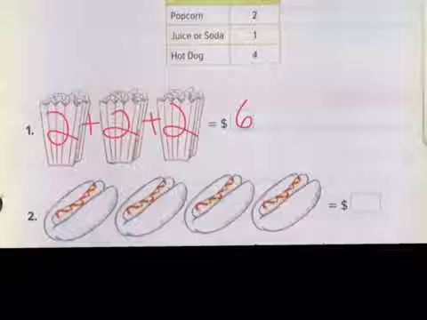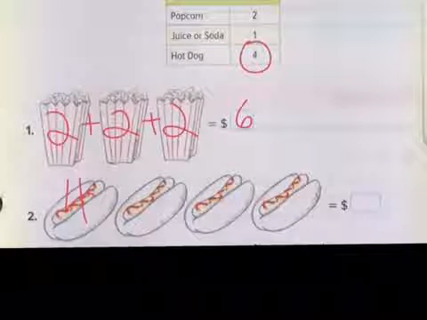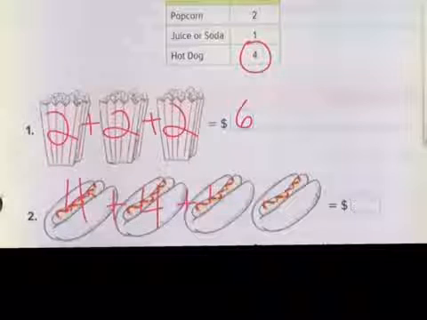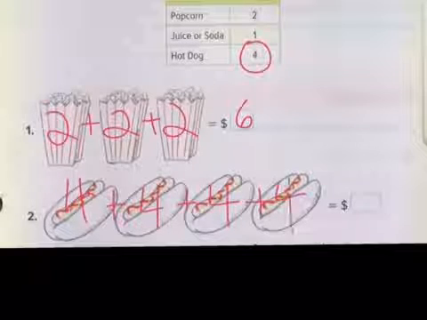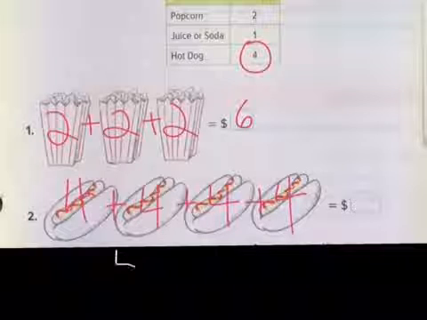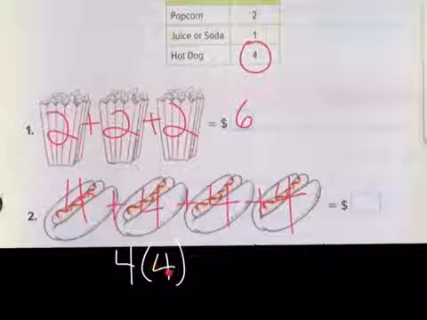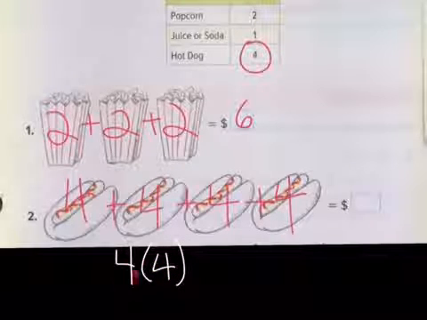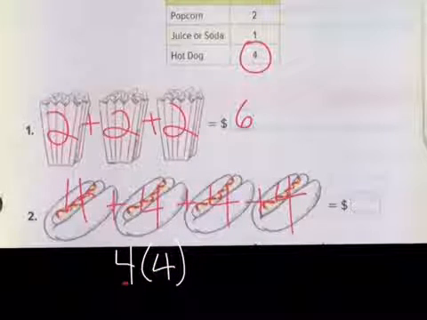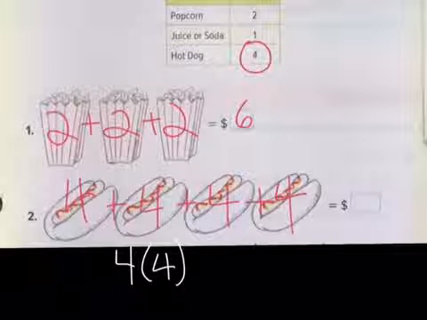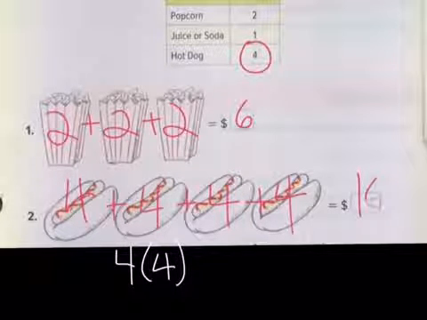For the hot dogs, we know that each hot dog is $4, as it says right there. So we have 4 plus 4 plus 4 plus 4. Or we could simply write it as 4 times 4, because there are 4 of them at the price of 4. 4 times 4 equals 16.